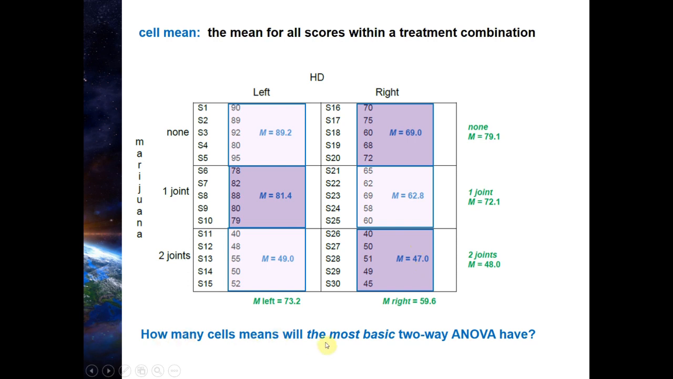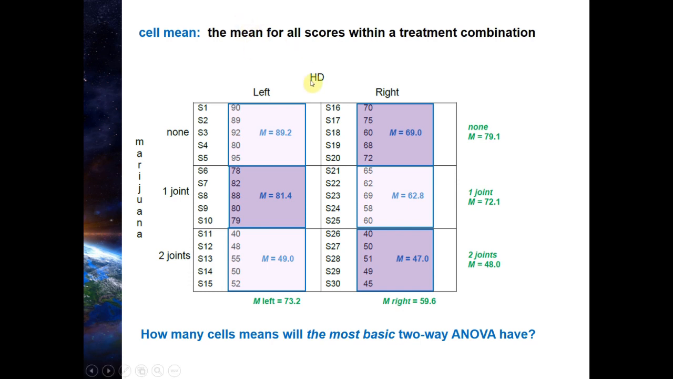How many cells would the most basic two-way ANOVA have? Well, you should have read about that in your book already. But the most simple two-way ANOVA possible would be a 2x2. 2x2 means, first of all, you have two factors, because you have two numbers, a 2 times a 2. So you have two positions. So that means you have two factors.